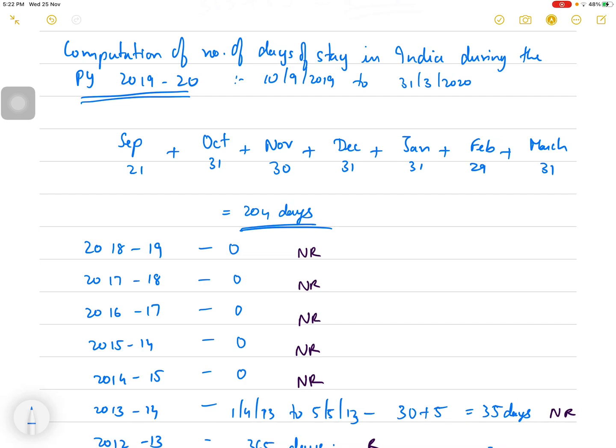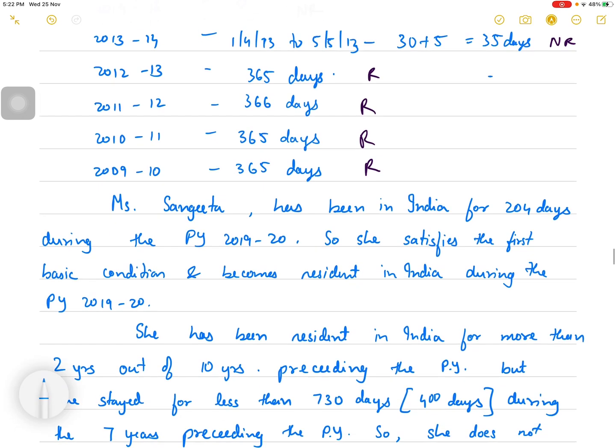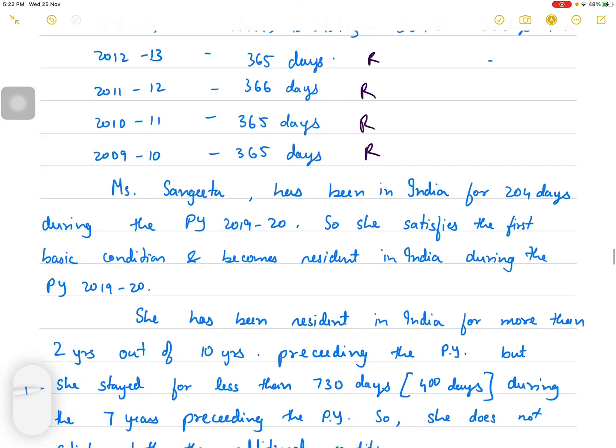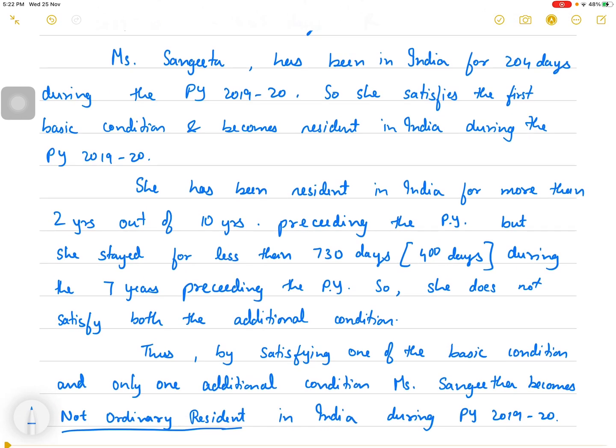So the number of days I have calculated. Miss Sangeeta has been in India for 204 days during the previous year 2019-20. So she satisfies the first basic condition and becomes resident in India during the previous year 2019-20.